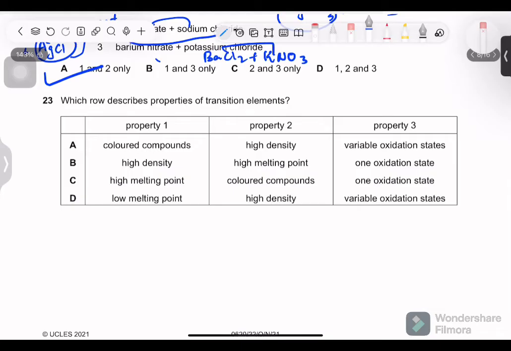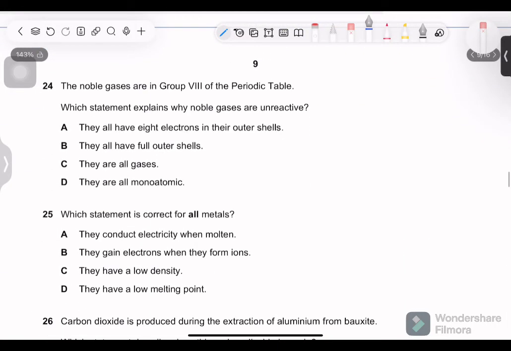Which row describes properties of transition elements? They're colored compounds. Yes, they have a high density and they have a variable oxidation state. So correct. The noble gases are in group 8 of the periodic table. Which statement explains why noble gases are unreactive? I just discussed this 2-3 questions back. They all have 8 electrons in their outer shell, so why would they gain or lose any electron? They're more stable.